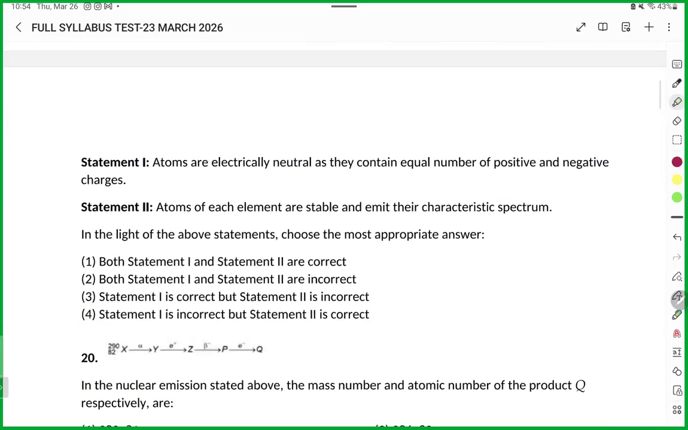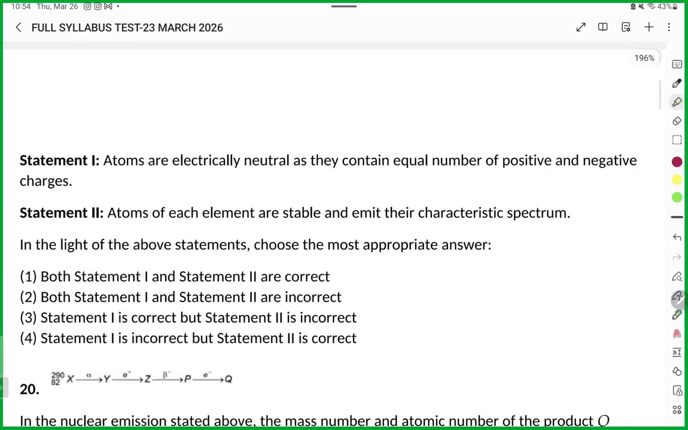Question number 19. Read it, solve it, then I'll explain. Atoms are electrically neutral as they contain equal numbers of positive and negative charges. I will explain this here only. And atoms of each element are stable, and emit their characteristic spectrum.